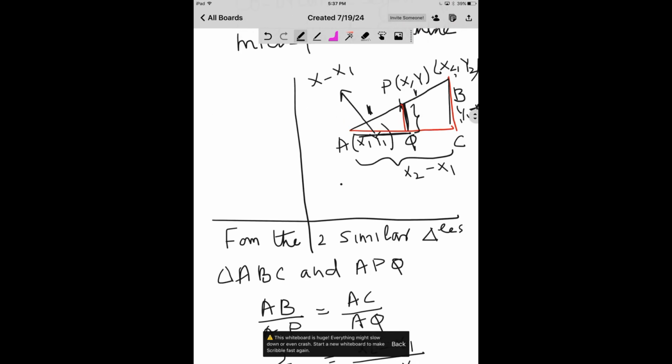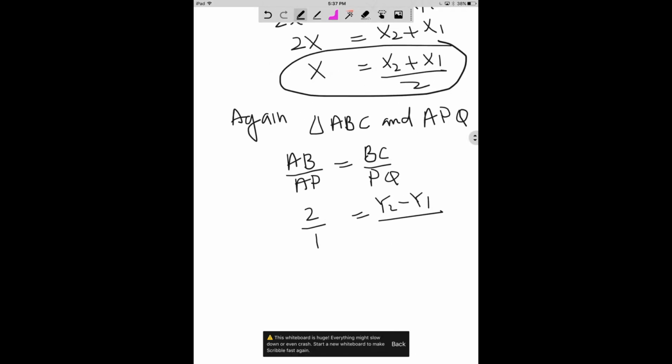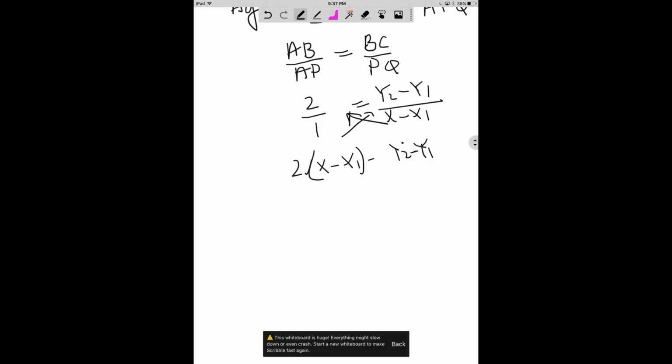PQ is y minus y1. So 2 times (y minus y1) equals y2 minus y1. 2y minus 2y1 equals y2 minus y1.